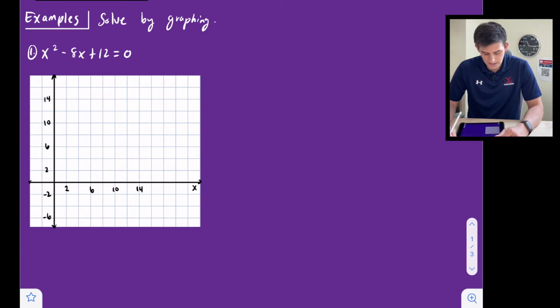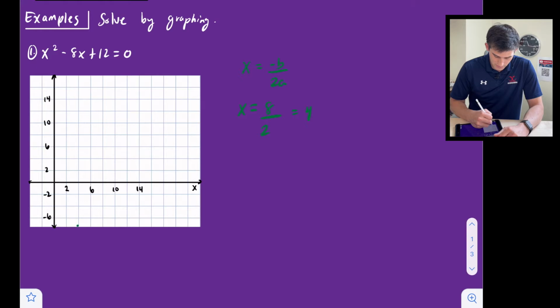So our first equation is already in standard form. x squared minus 8x plus 12 is equal to 0. So I'm going to find my axis of symmetry, and we're going to say x is equal to the opposite of b over 2a. So we get x equals 8 over 2 times 1, which is just 2. So we get x equals 4. So now we can draw our axis of symmetry in there.